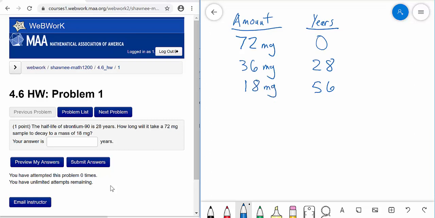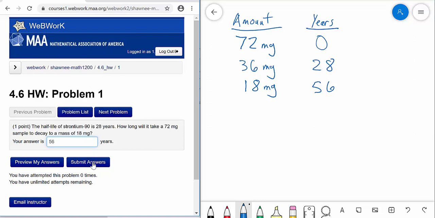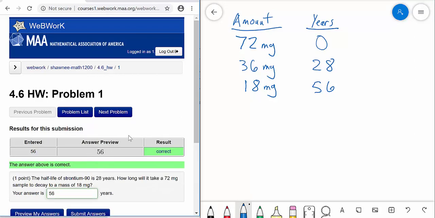In this problem, you don't need any complicated formulas. You should end up with a nice whole number answer in multiples of 28 years. So in 28 years, you go down to 36 milligrams, and then another 28 years, you go down to 18 milligrams. So that was after a total of 56 years.